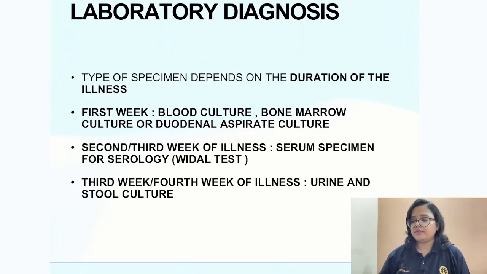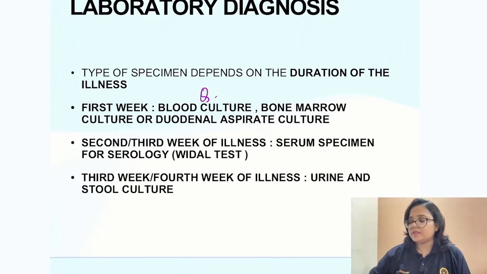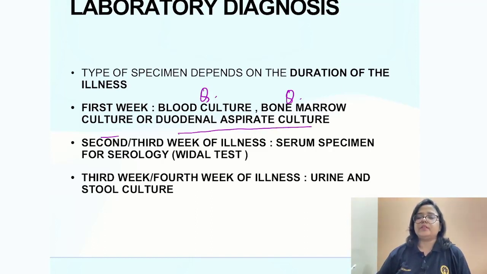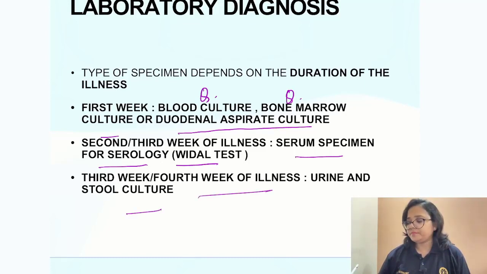So in the first week of fever, we always perform blood culture, which is positive in 90% of cases, and if blood culture is negative, we can perform bone marrow culture, or if both are negative, we can do a duodenal aspirate culture. In the second or the third week of illness, so after 7 days, if a patient has prolonged fever, then we will collect serum specimen for serology for Vidal test. But Vidal test is never done in the first week of the illness. And in the third and the fourth week of illness, we perform urine and stool culture.